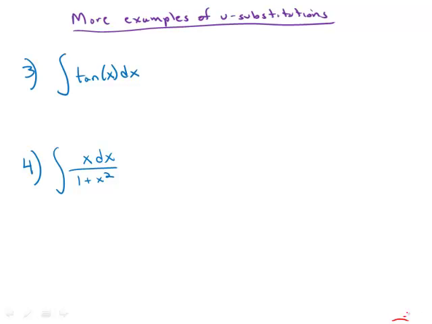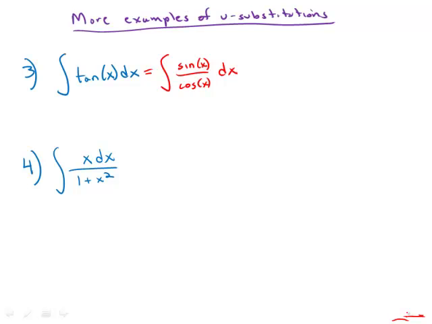More examples of U-substitution. Number 3 is the integral of tangent x dx. And of course, this is not one of our fundamental antiderivative rules. But we can write tangent x as sine x over cosine x dx. What's tricky about this is that we can put this in the form of a du over u, which is the form that integrates to log u.